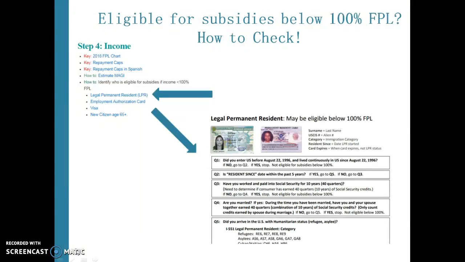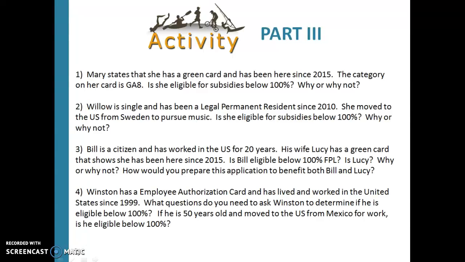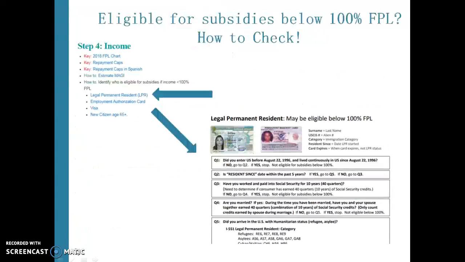So if you are a tax preparer or you've ever done taxes and you've ever used the 1040, this works kind of along the same lines. You're going to go in order, question by question, answering the questions and being guided by the questions. So the first question, did you enter the U.S. before August 22nd, 1996 and live continuously in the U.S. since August 22nd, 1996? So the answer for this consumer is no, right? She's only been here since 2015.